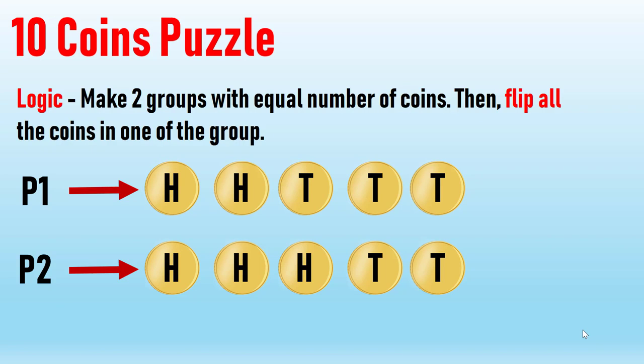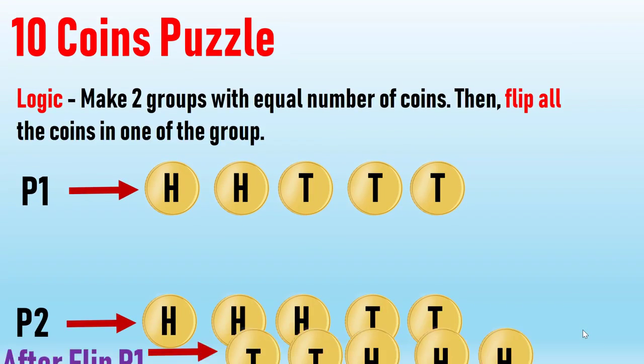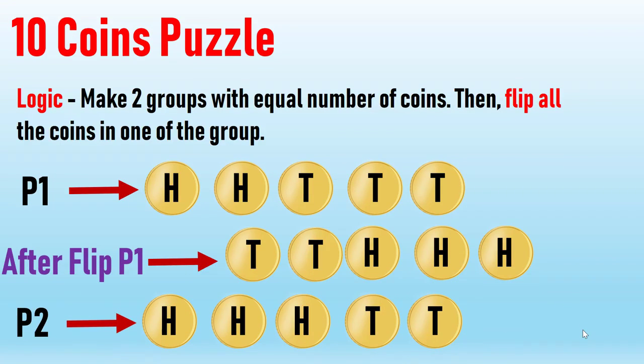Now P1 will be flipped. After flipping, P1 has 2 tails and 3 heads. Now we can clearly see that number of heads in group 1 is equal to number of heads in group 2. So in this example, I have selected group 1 to flip, but you can choose any group to flip, still we can achieve the result.